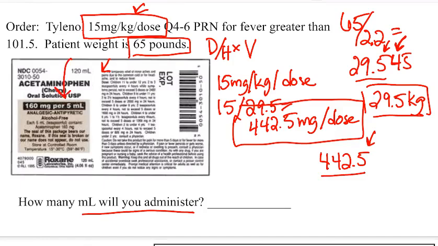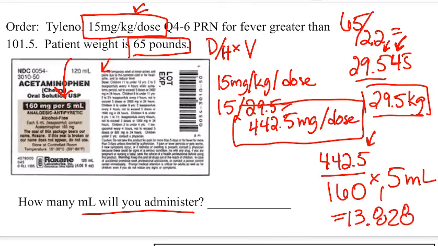442.5, and I need to look at my drug label. Divided by 160 milligrams in 5 milliliters. So I'm going to calculate that out, 442.5 divided by 160 times 5 milliliters. And that's going to equal another crazy number, 13.828. Okay, and I want to round to the nearest tenth. So I'm going to look at this number here, this 2. Because it's 4 or less, my answer is 13.8 milliliters. I do not go up, I stay here. 13.8 milliliters per dose.